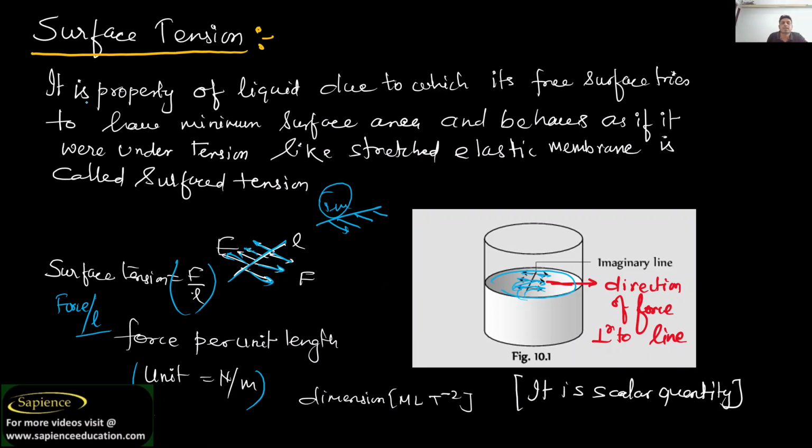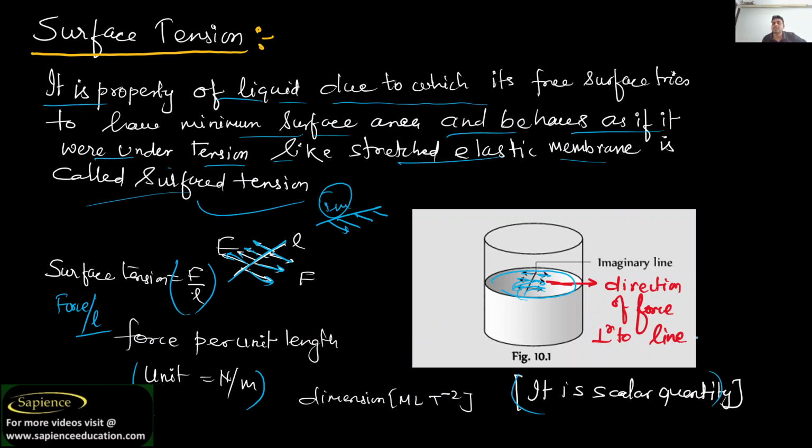So again, I am just reading this. It is a property of a liquid due to which its free surface tries to have a minimum surface area and behaves as if it were under tension, like a stretched elastic membrane, and this is called surface tension. And it is a scalar quantity, not a vector quantity. And if you talk about dimension, the dimension is MLT^-2. So this is the dimension, right?